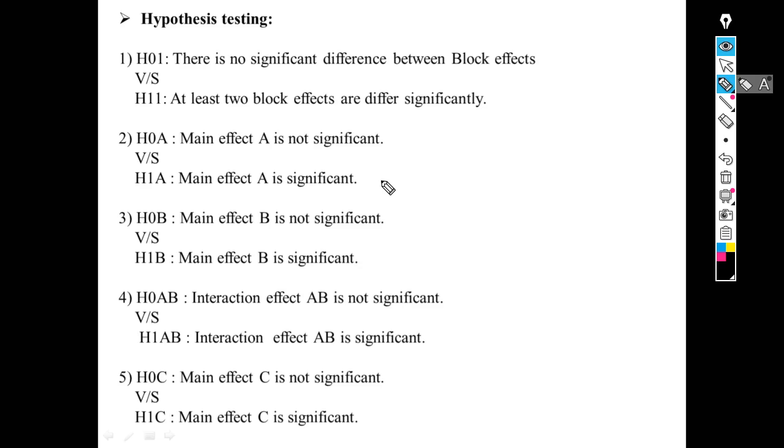Then the third hypothesis is for main effect B. So it is H0B, main effect B is not significant, versus H1B, main effect B is significant. So for this we will discuss whether there is a significant effect of factor B with their two levels. Then next is H0 AB, interaction effect AB is not significant, versus H1 AB, interaction effect AB is significant. Then H0 C, main effect C is not significant, versus H1 C, main effect C is significant.